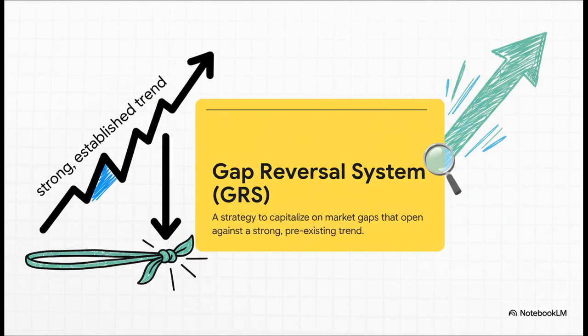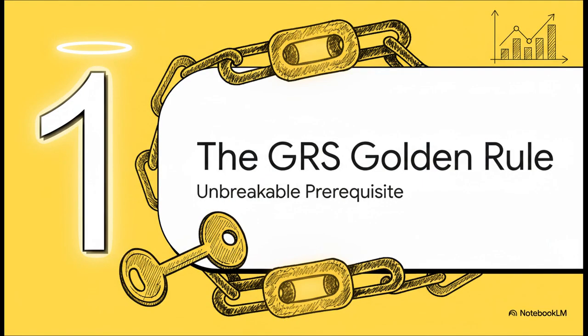So, what is this thing really? At its heart, the GRS is all about betting on a trend's resilience. It's looking for that very specific moment when the market gaps against a powerful ongoing trend. You can almost picture it like a rubber band being stretched way too far in the wrong direction, just getting ready to snap back.